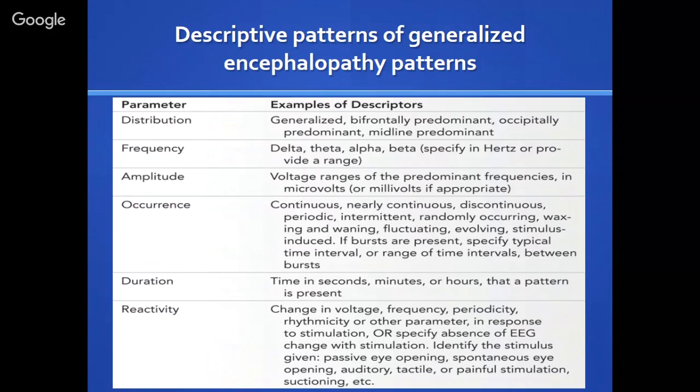Okay, so descriptive patterns of generalized encephalopathy. Is it generalized? Is it bifrontally predominant, occipital predominant, midline predominant? That could also tell you many things. Occipital is probably more in the younger population or older population, geriatric or Alzheimer's. Frequency, the ranges of the encephalopathy that we talked about: delta, theta, alpha, beta, right? Again, you can have alpha range, it doesn't mean that it's normal. You can have diffuse alpha in a patient who's unresponsive and comatose, like the alpha coma, all right?